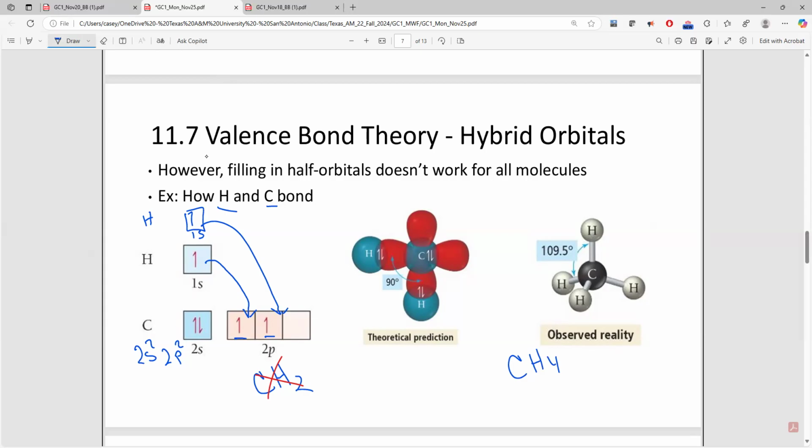So we need a new way to think about what our orbitals do when atoms bond to each other. Now bring us to the concept of hybrids.